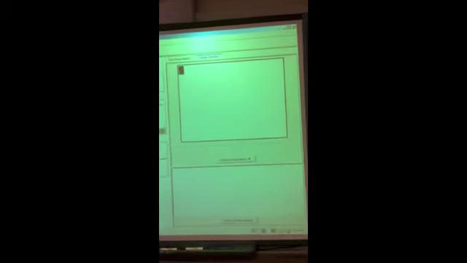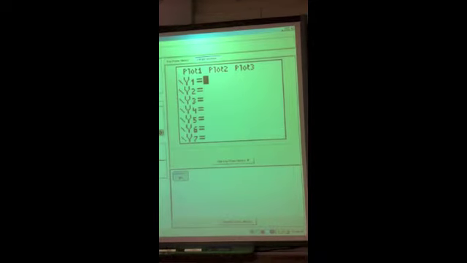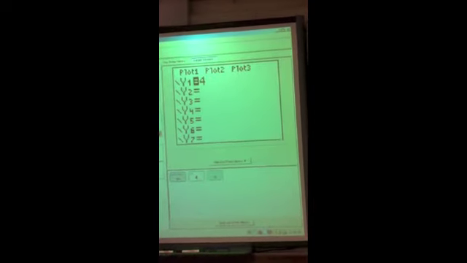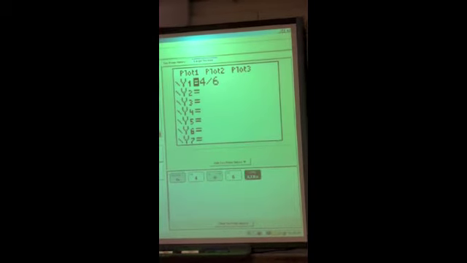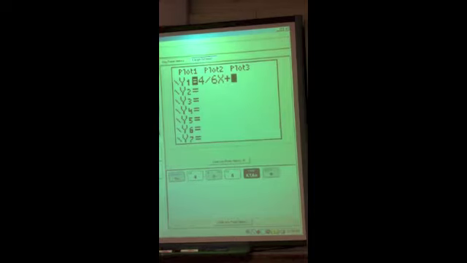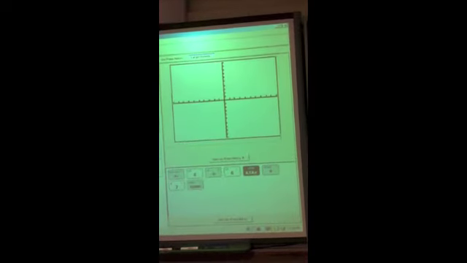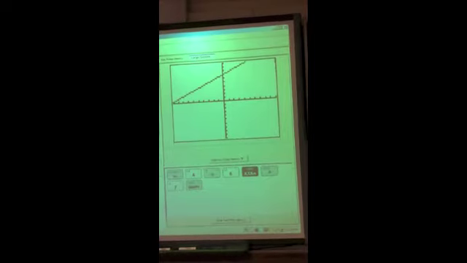Okay, when you're putting this into a calculator, you have to go to y equals, then you put in 4 divided by 6x, which is that little button there, and then you put plus 7. And then when you hit graph, it gives you the line of what this would be.